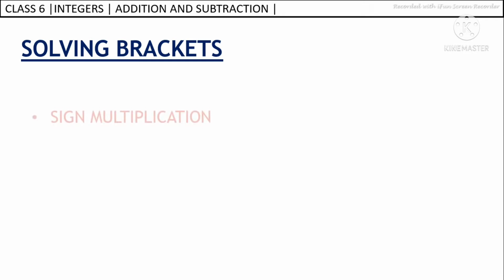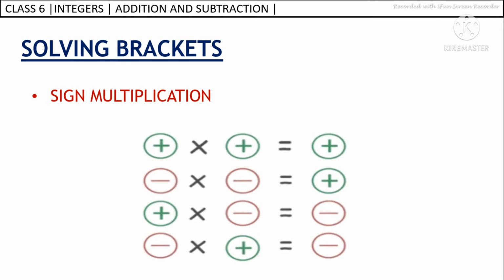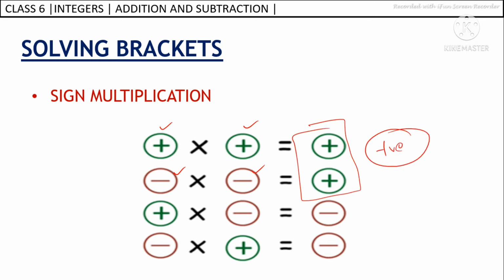So solving brackets is done by the simple method of sign multiplication. Sign multiplication is nothing but multiplying the integer sign, that is plus and minus. So here, as you can see, when integers of same sign are multiplied, we get a positive answer. And when integers of opposite sign are multiplied, we get a negative answer. So we will use this method and solve the brackets.